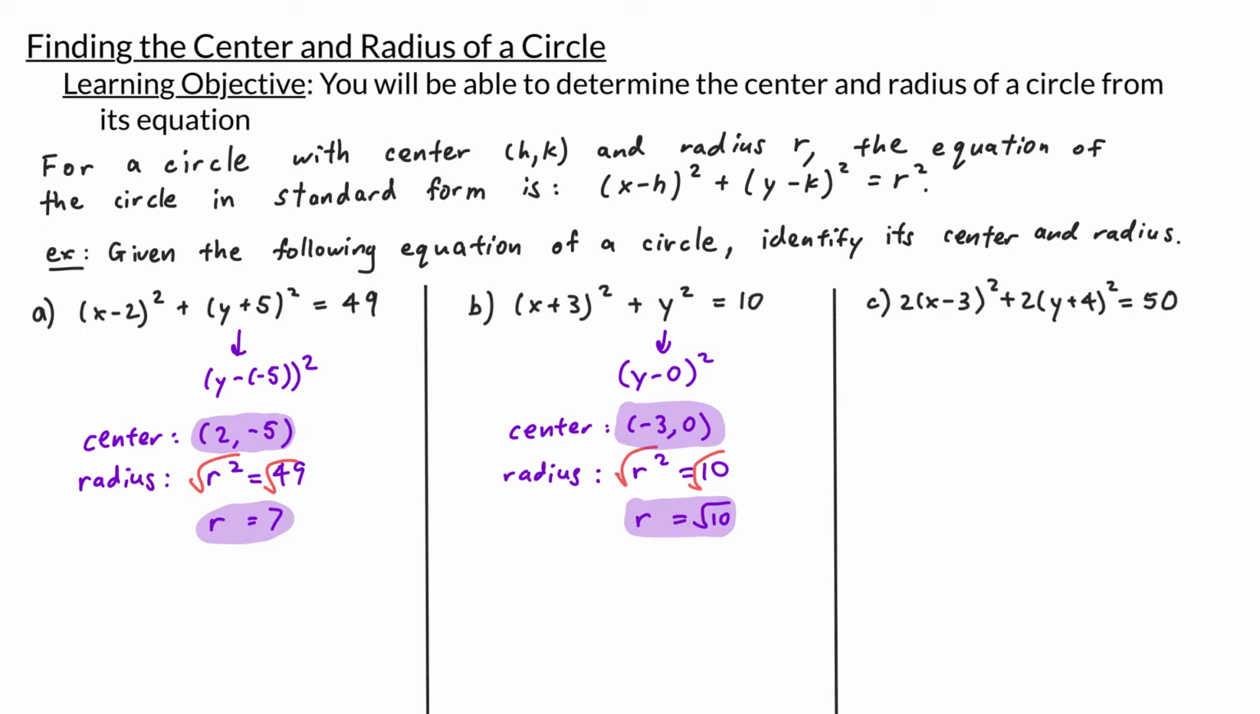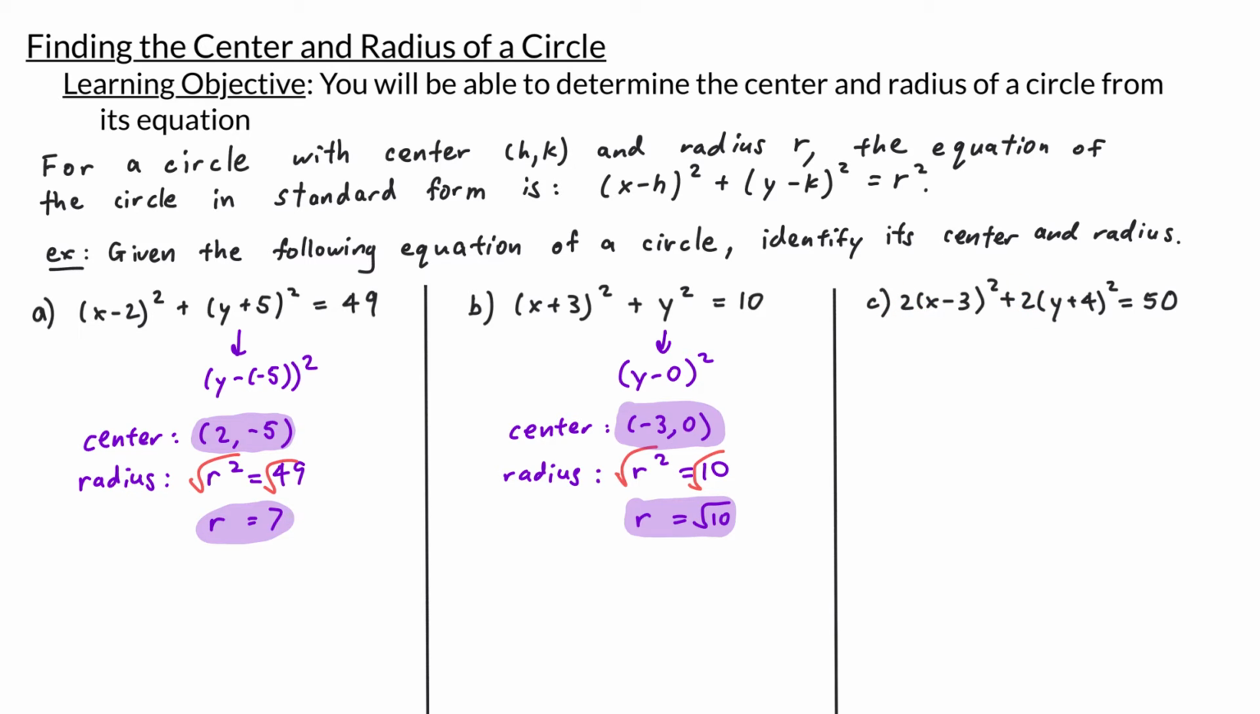In example C, our equation is 2 times x minus 3 squared plus 2 times y plus 4 squared equals 50. This time, our equation is not quite in standard form. When we compare this with the standard form for the equation of a circle, we see that the only thing that's different is that we have these factors of 2.